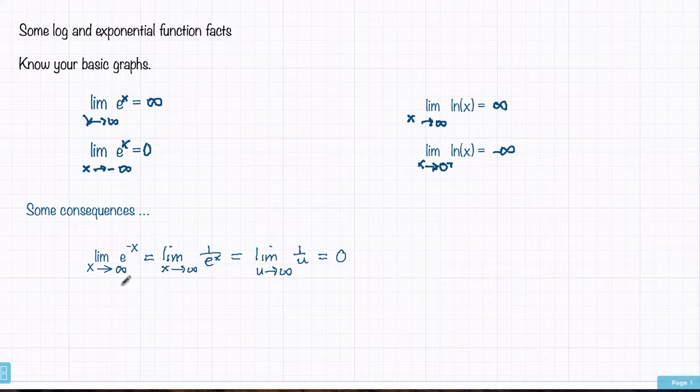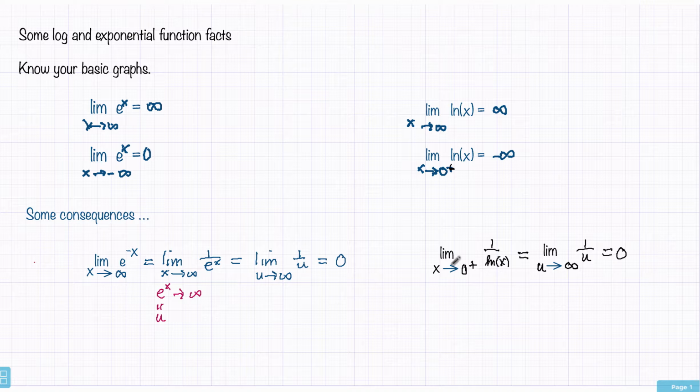For instance, if you look at the limit as x goes to infinity of e to the minus x, a little algebra says that e to the minus x can be replaced by 1 over e to the x. So x is going to infinity. We know from above that e to the x is also going to infinity. If I call e to the x u, then as x goes to infinity, u is going to infinity. The 1 over e to the x is 1 over u, and this is the kind of thing that we definitely know is going to give us a limit of 0.